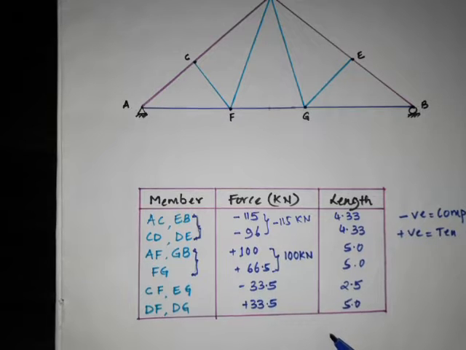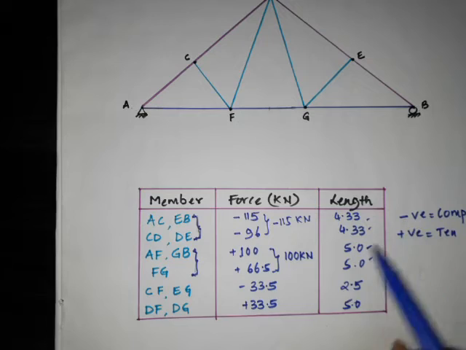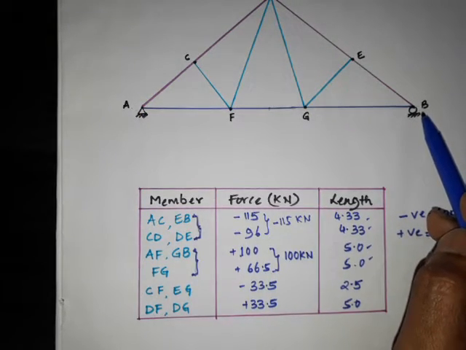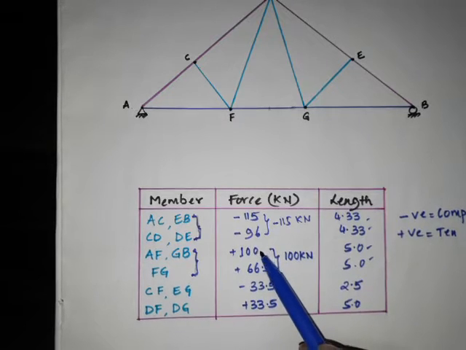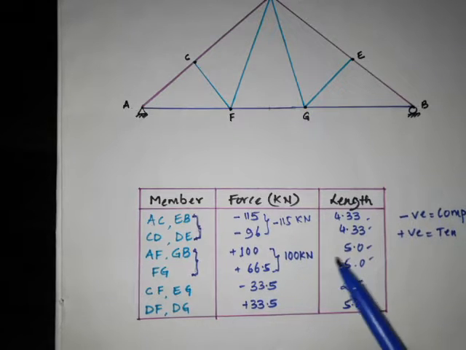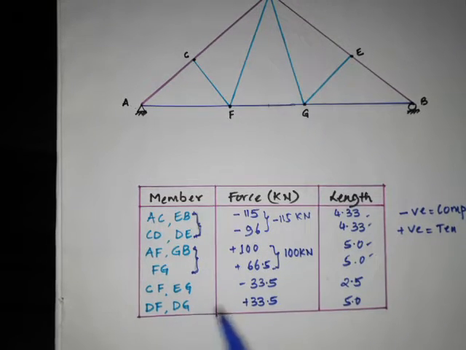If the lengths are different, you have to design separately for that. Here the length is the same, and the member is the bottom tie or tie beam, so you have to design for the maximum. Between 100 kilonewton and 66.5, we design for 100 kilonewton here. Then we have the other interior members.